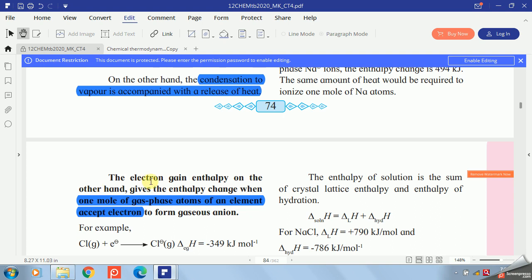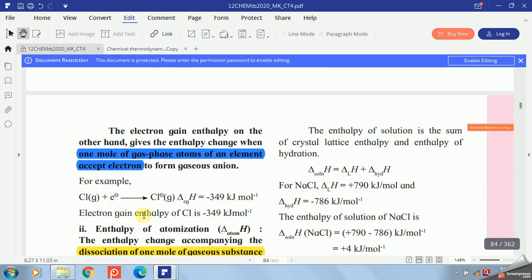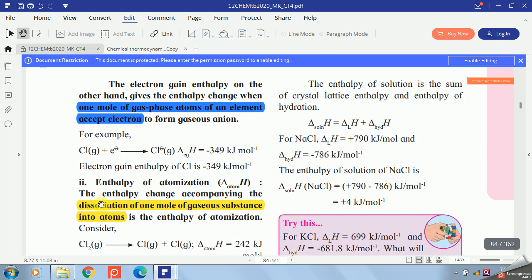The electron gain enthalpy, on the other hand, gives the enthalpy change when 1 mole of gaseous phase atom of an element gains or accepts 1 electron and forms an anion. Let us suppose chlorine gas gains 1 electron and gives chloride ion in gaseous state. So Eg for electron gain enthalpy is minus 349 kilojoule per mole. That is the electron gain enthalpy of chlorine in gaseous state.